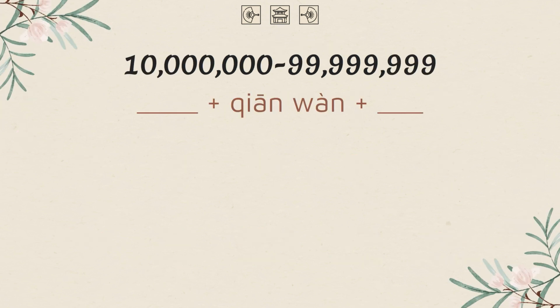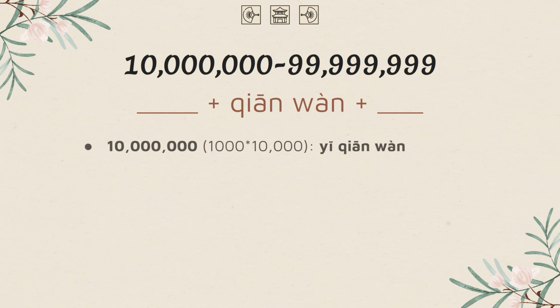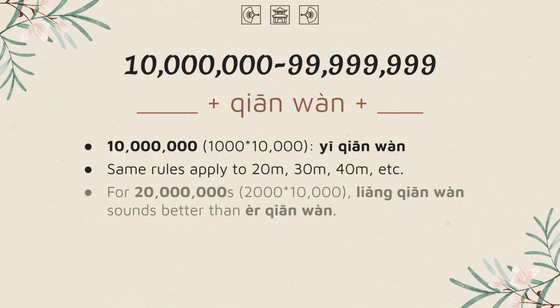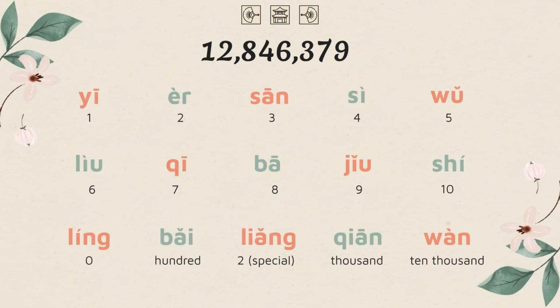Okay, if this is still not challenging enough for you, let's move on to 10 million and beyond. The word for 10 million is "qian wan", 1,000 10,000s. So you would have to say "yi qian wan". So for 20 million, you would say "liang qian wan" versus "er qian wan". Now you ready for a number in this range?